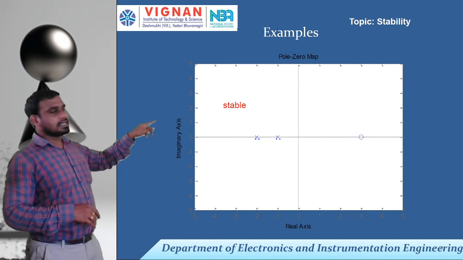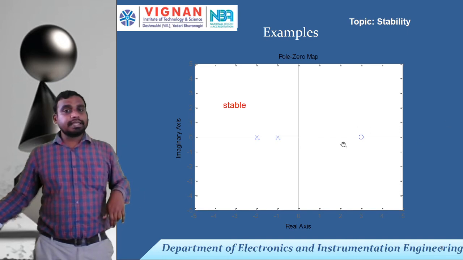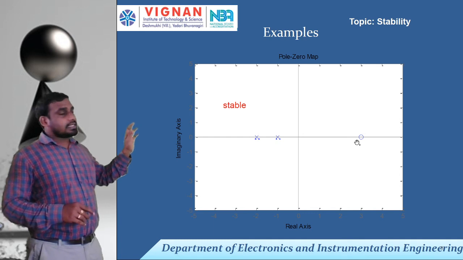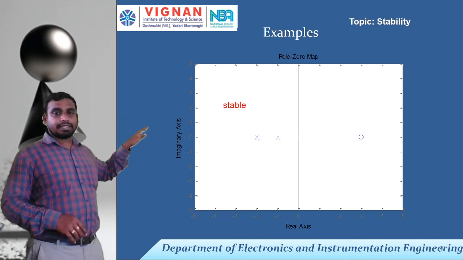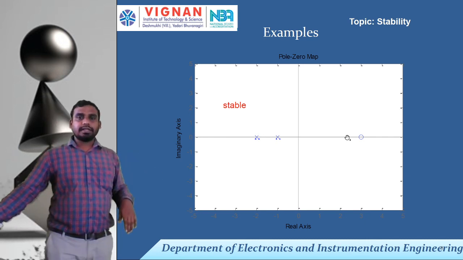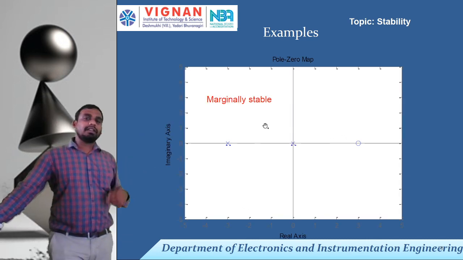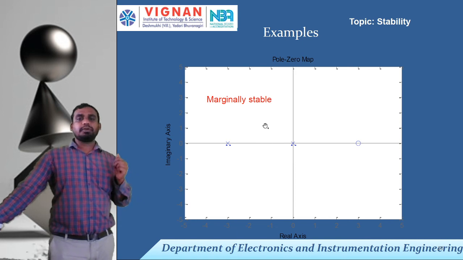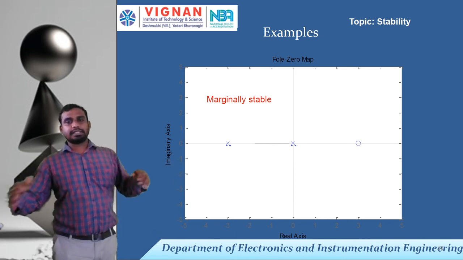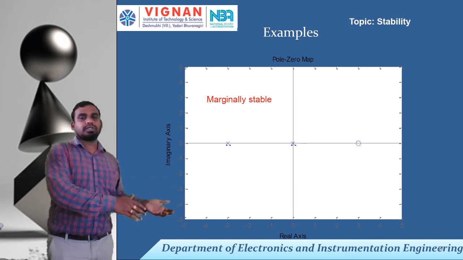If you observe the zero there, that zero is actually on the right hand side. Still, the system is stable because the poles are lying on the left hand side. Then the system is said to be marginally stable, oscillating, when it may go to instability or come back to a stable region.